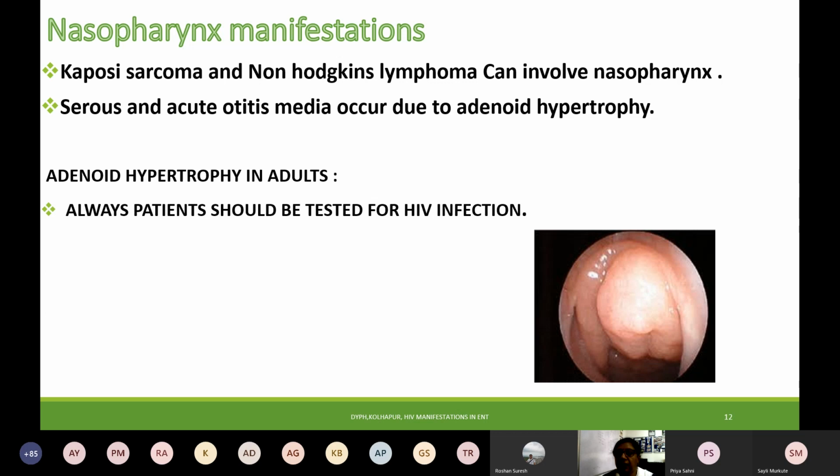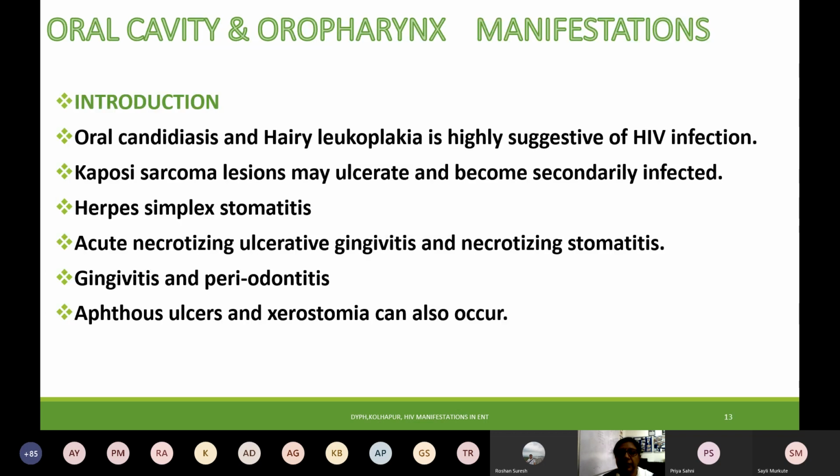Please do write. I have not added the signs and symptoms and investigations of each of these, because it is almost the same. It has been discussed by all the three faculties. So you should write all those findings. The introduction about the oral cavity we have finished now.